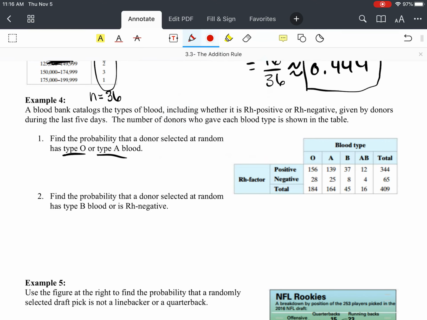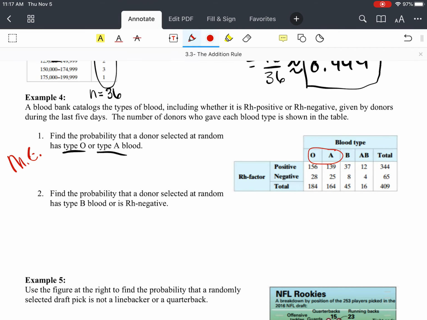Okay, so again, the first thing we want to look at is, are these mutually exclusive? So can you be both type A and type O? Notice that they are 2 separate columns, so these are mutually exclusive. Okay, so we have the probability of type O or type A is equal to... we know that the total number of patients that we saw was 409, so that's what our total is going to be out of.